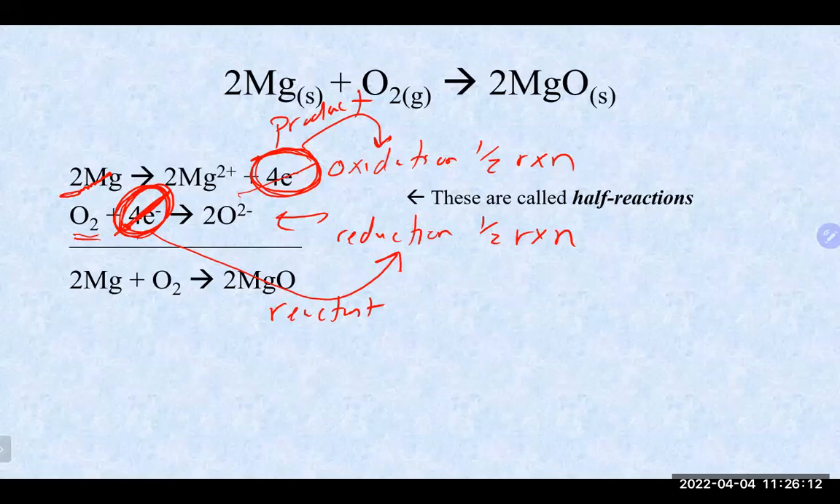Other questions? Synthesis or combination. A lot of people will call it synthesis, a lot of people will call it combination. So they're interchangeable labels for this more specific way of classifying.